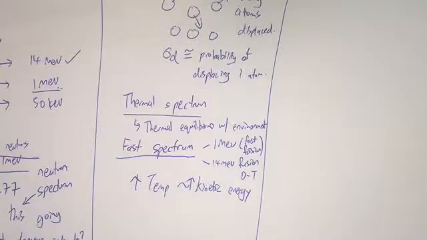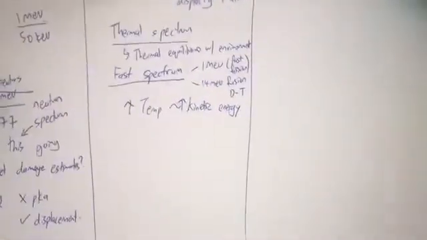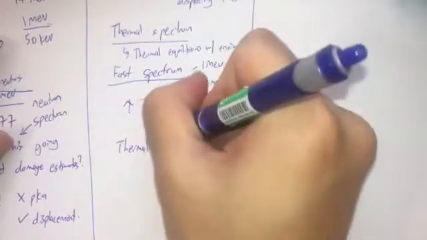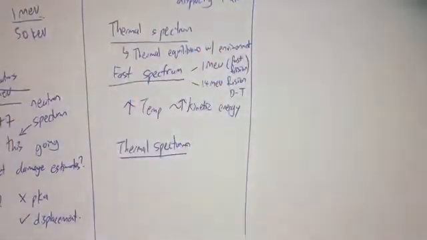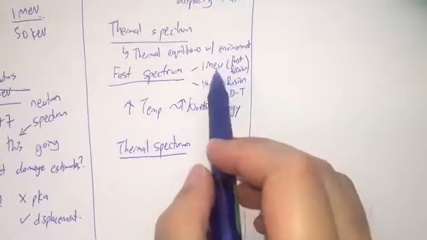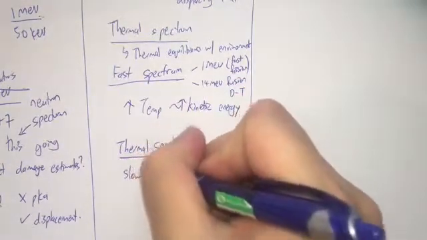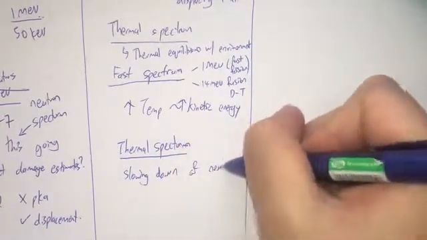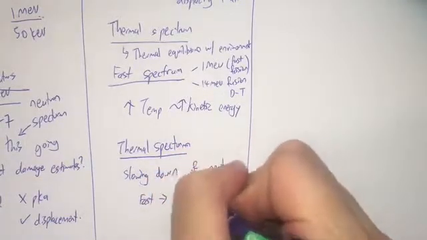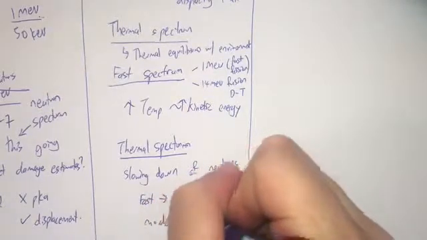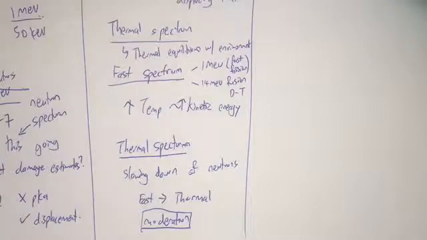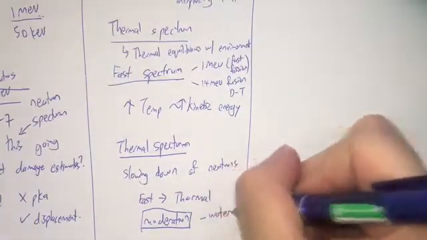So let's put some numbers to the neutrons we are discussing. When we talk about the thermal spectrum, this is what most light water reactors use, because when you decrease the energy of the neutron, the cross section for fission will actually increase. That's what happens in a thermal reactor. The way to slow down neutrons from a fast to a thermal spectrum is a process called moderation, and very common moderators we use are water and graphite.